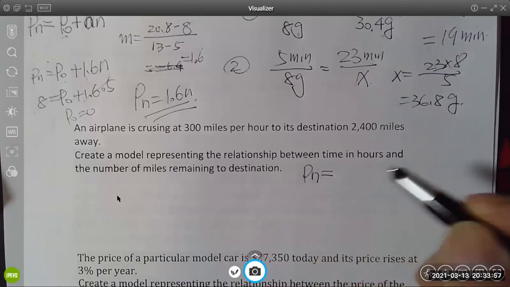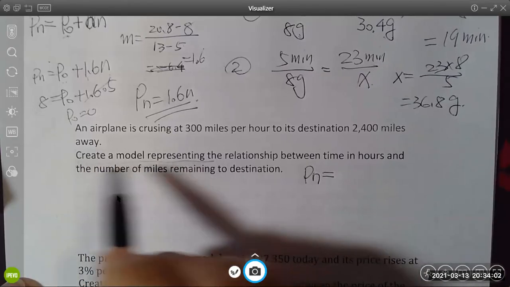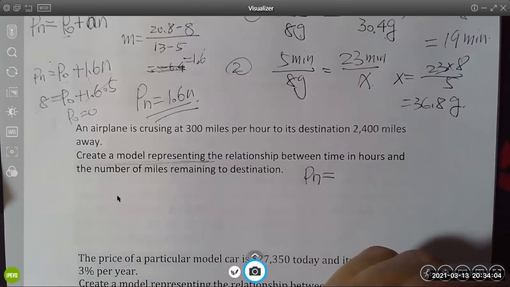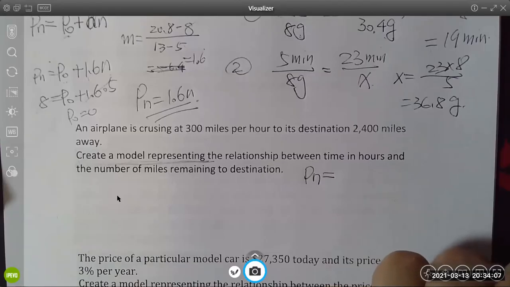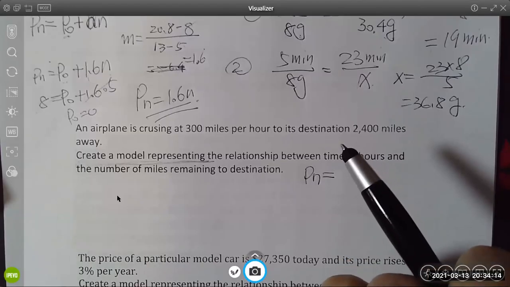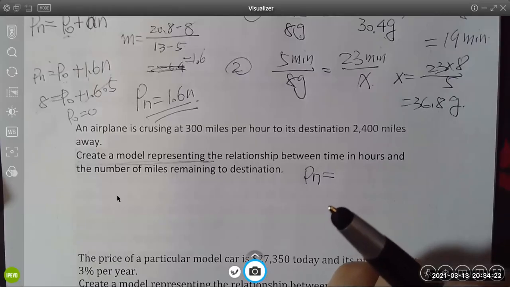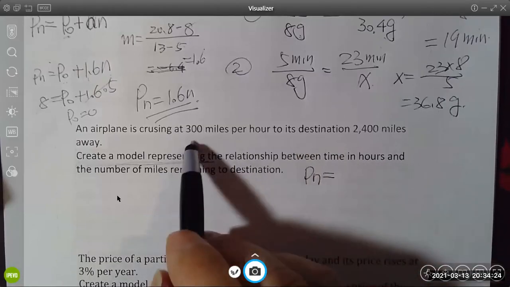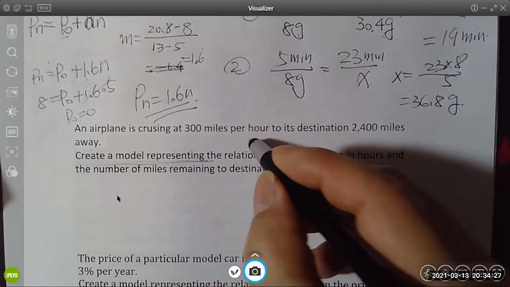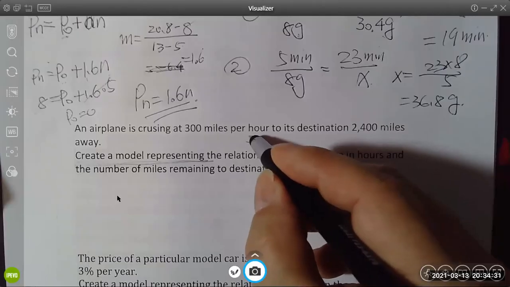So how do we know what model this is? Before you create a model, you have to know whether it's linear or exponential, right? Otherwise, you could be totally wrong in the very beginning. So how do we know? During the lecture on linear and exponential models, we mentioned the characteristics of these two models. For a linear model, the change has to be a constant number. Look at this, 300 miles per hour. Try to imagine that this is an airplane.